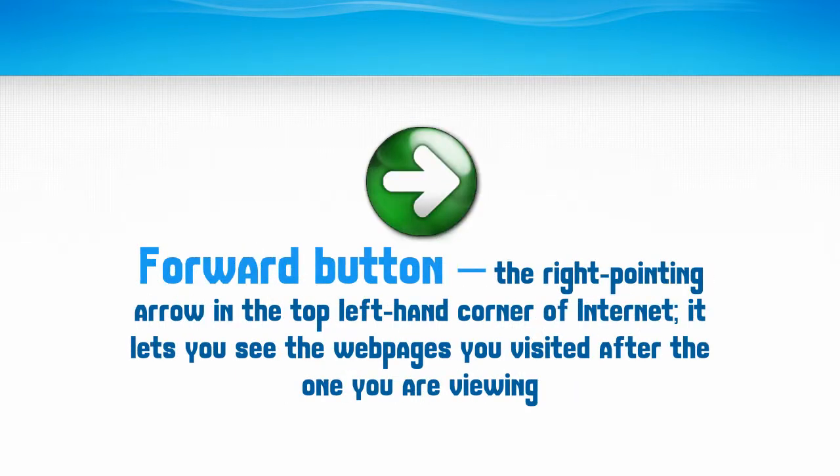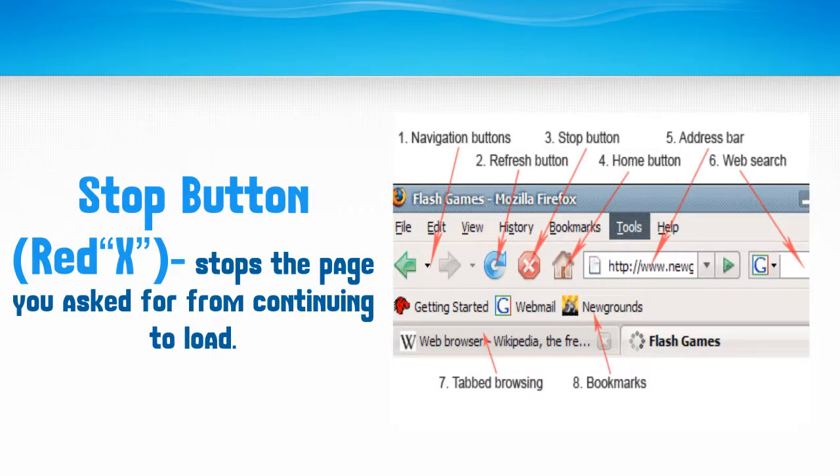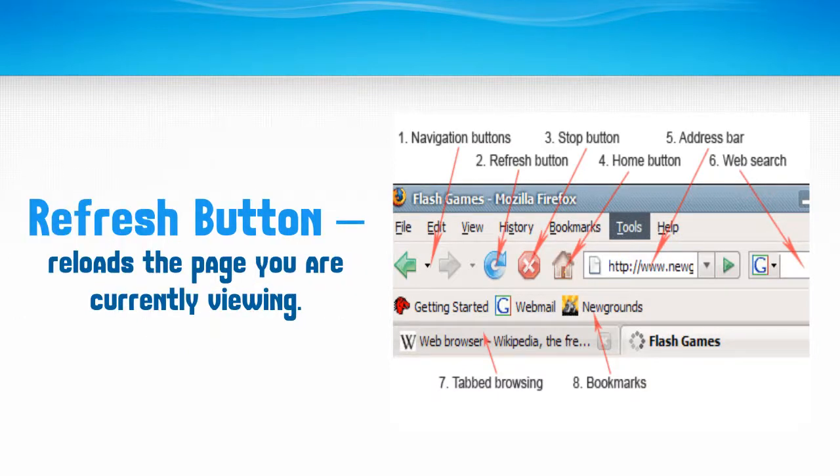The forward button is the right pointing arrow in the top left-hand corner of Internet browser window. It lets you see the web pages you visited after the one you are viewing. The stop button, represented by the red X, stops the page you're about to view from loading. The refresh button reloads the page you are currently viewing.